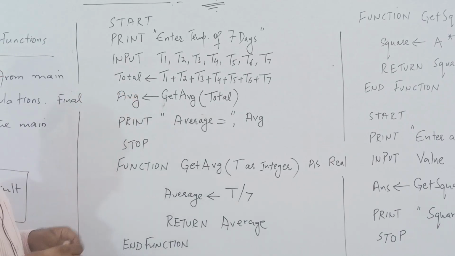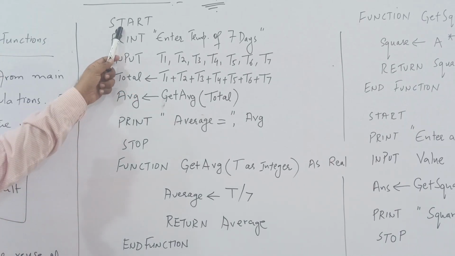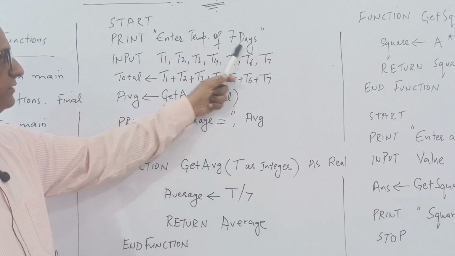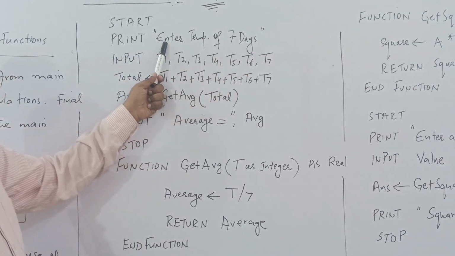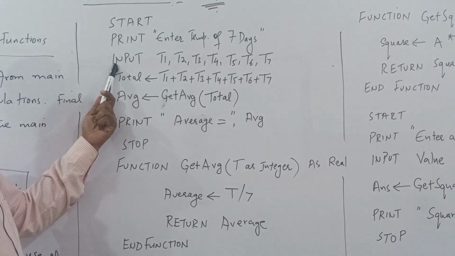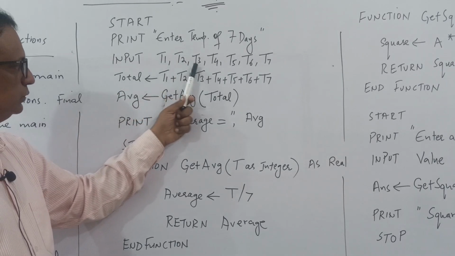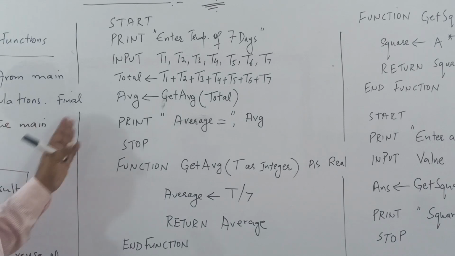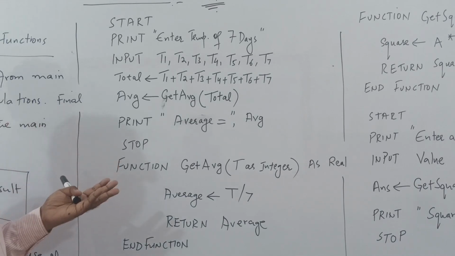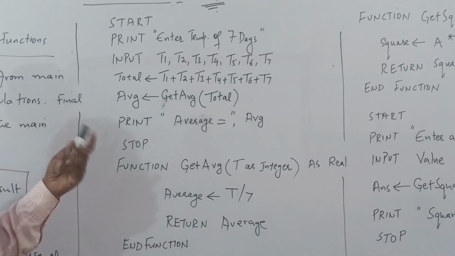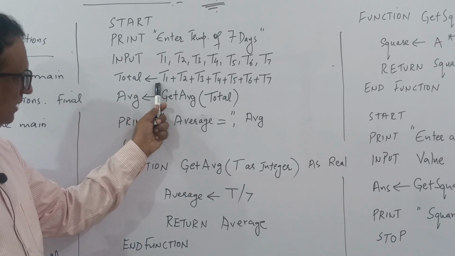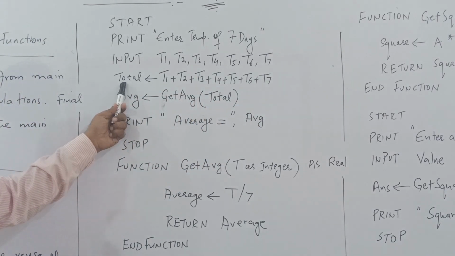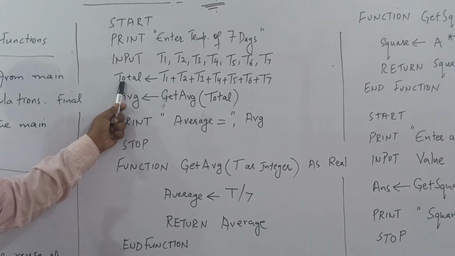If we go line by line, this is the start, and then it prints "enter temperature of the 7 days". Then we ask input T1, 2, 3, 4, 5, 6 and 7, so there will be 7 inputs received from the user. Now, how do we use those inputs? We sum all the temperatures and put the total into a variable that is named total.